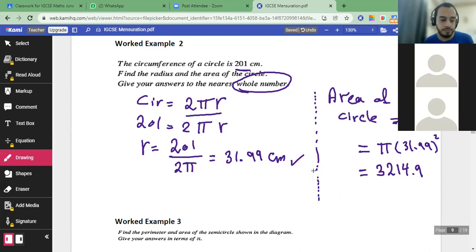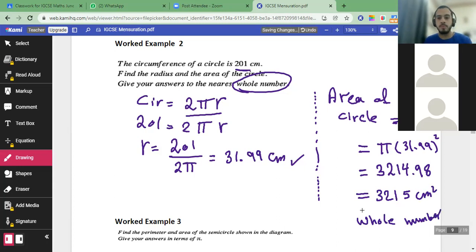So here I will calculate it just to check. It comes out 3214.98, which equals 3215 square centimeters to the nearest whole number. Did you get it?